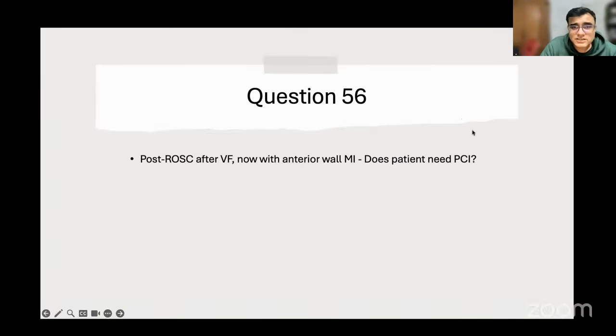Post-ROSC after VF, now with anterior wall MI, does the patient need PCI? Whenever you have post-ROSC in a patient who had a shockable rhythm, the immediate line of management is to go to the cath lab, not for non-shockable rhythm. This is a scenario with shockable rhythm, so yes, the patient does need PCI.